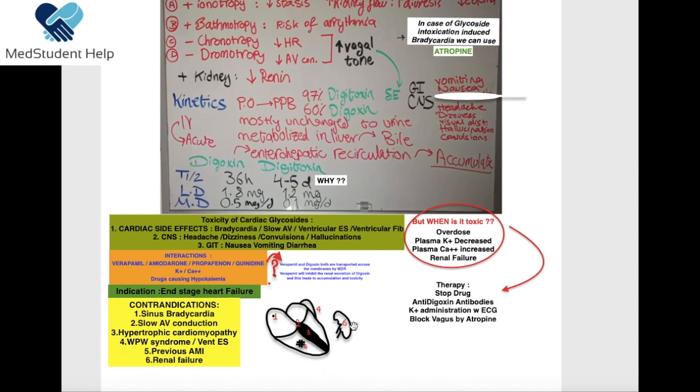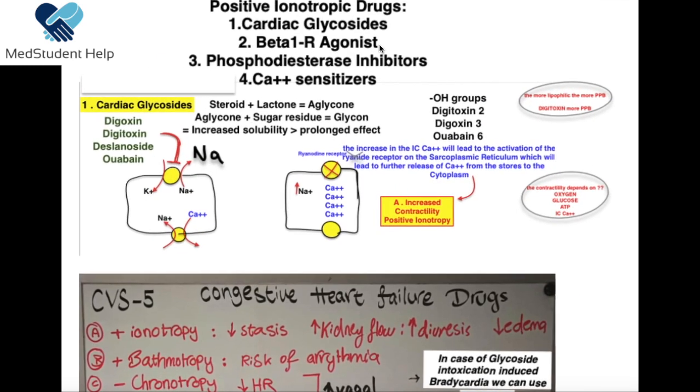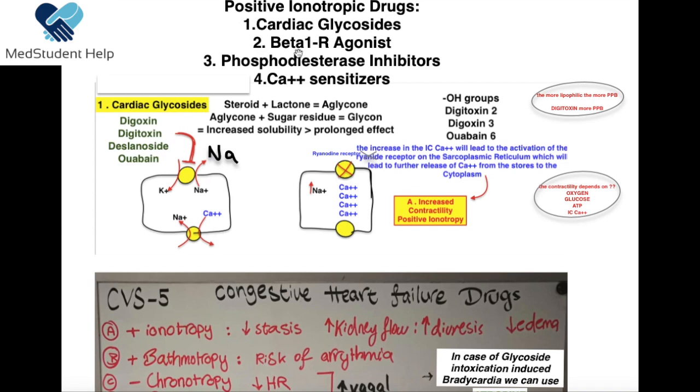And the renal failure, so this is a kidney. We shouldn't give it because the drug needs to be eliminated in the urine, and if the kidney is not functioning, this is going to lead to accumulation. Okay, let's move to our second category, the beta-1 receptor agonists.